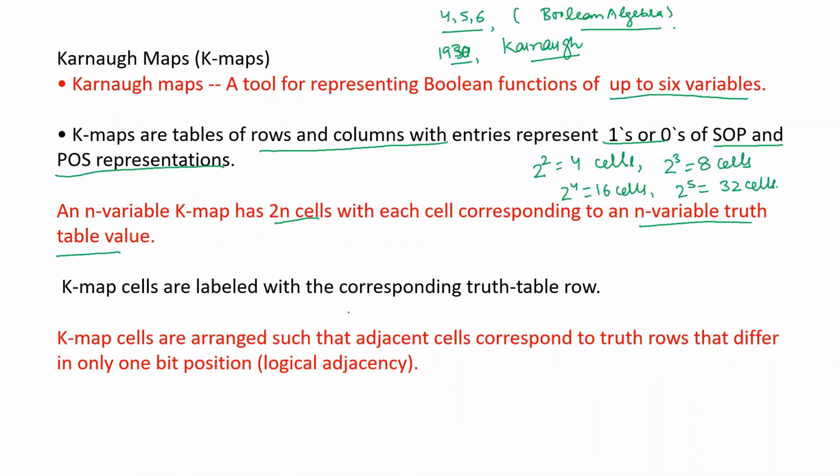Now, how do we create a K map? How are we actually going to fill the values? We will fill the values from the corresponding truth table, which we have in possession.